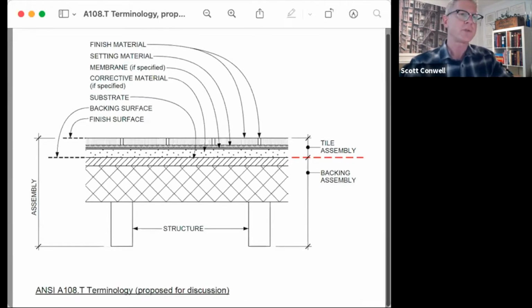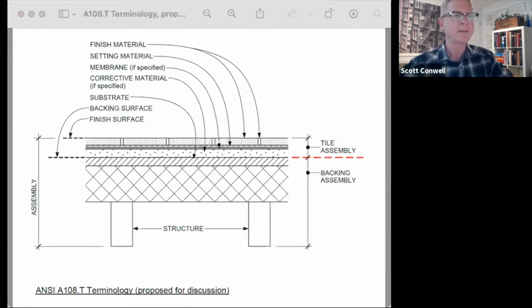So what you're looking at on the screen is our best attempt at, is it a wall? Is it a floor? Is it a soffit? And the answer is yes. All right, so this is an intentionally very general depiction of an assembly. So you see on the left, the assembly is made up of a top part and a bottom part. That's not a technical term, part, that's my term. But an assembly is a construction of a wall or a floor.